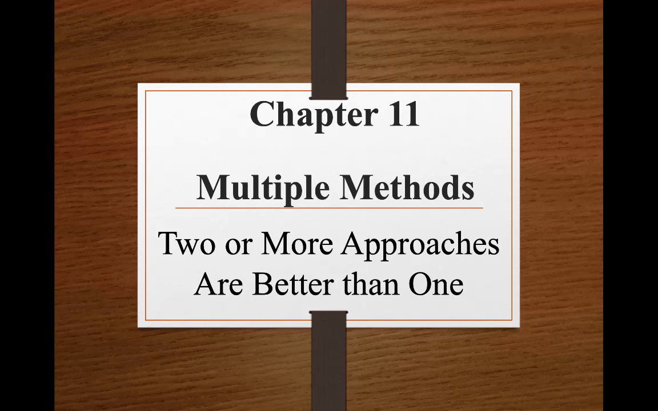Alrighty, this is chapter 11, multiple methods. Two or more approaches are better than one. So in this exciting chapter, we'll talk about the logic of triangulation and what that means. We'll talk about composite measures and how you can make them yourself. We'll talk about structural equation modeling.